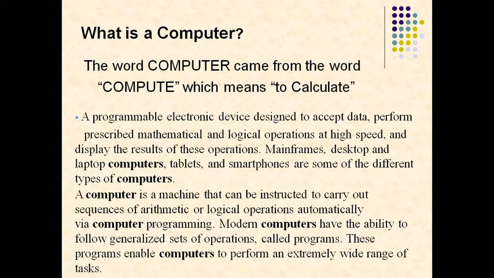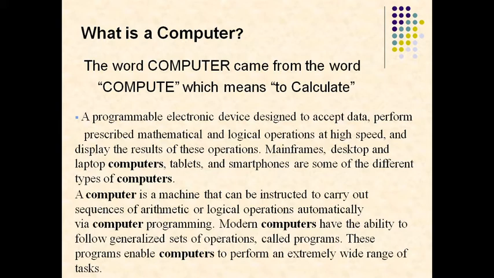So actually students, what is a computer? Computer came from the word compute, which means to calculate. It is nothing but an electronic device which is used to take the input, process that input and give the output. Input is from the keyboard, process will be done in the CPU, and output will be displayed on the monitor or on the hard copy, that is on the paper.